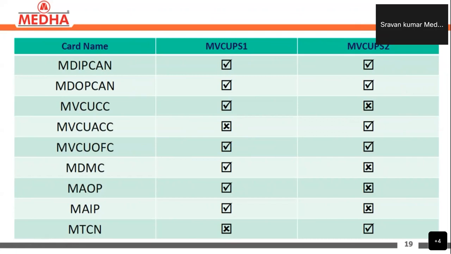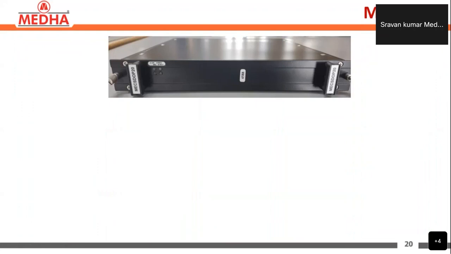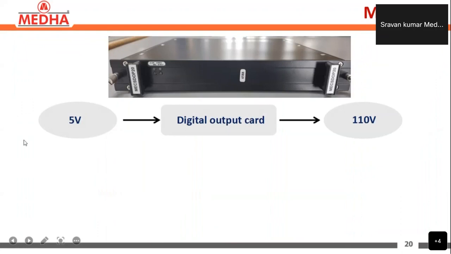Next, coming to the DOP card, digital output card. The function of the digital output card is that the 5 volt commands that are generated from the control card are given to the digital output card. And the digital output card switches the 5 volts to 110 volts for operating the contactors, relays, etc. So this is the function of the digital output card.